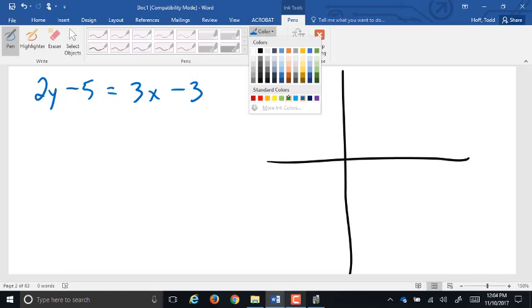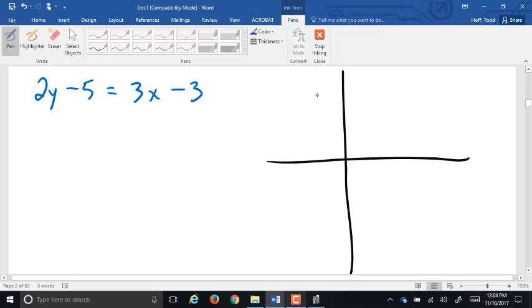Of course, we see here, there's a couple of things that are going to need to be done. Y is not by itself again. Think about solving an equation. Y has been multiplied by 2 and 5 has been subtracted. What do we get rid of first? Add the 5. Very good.